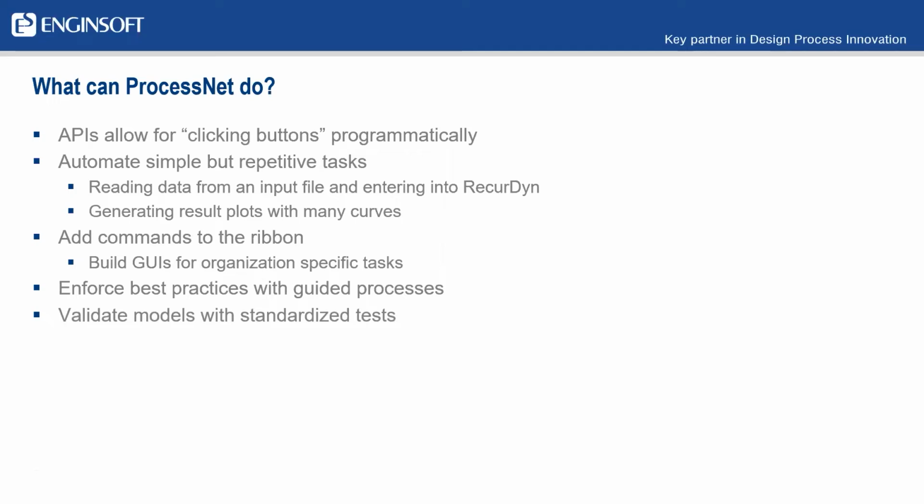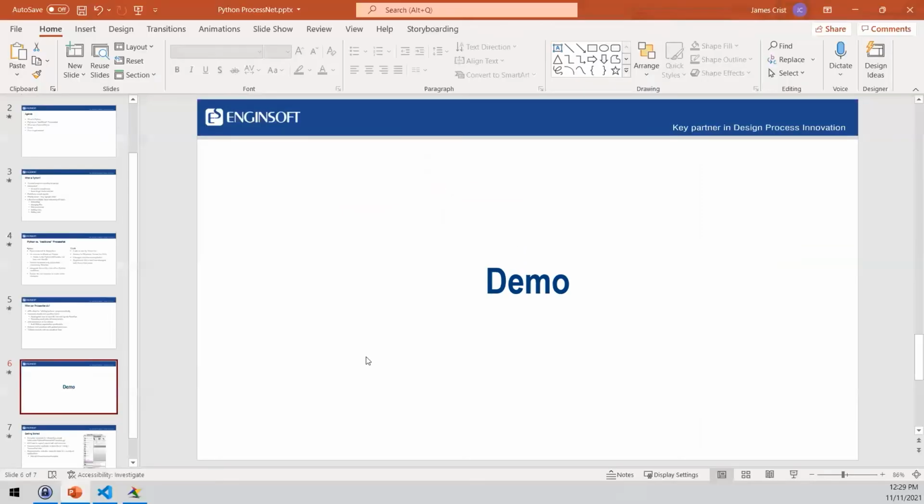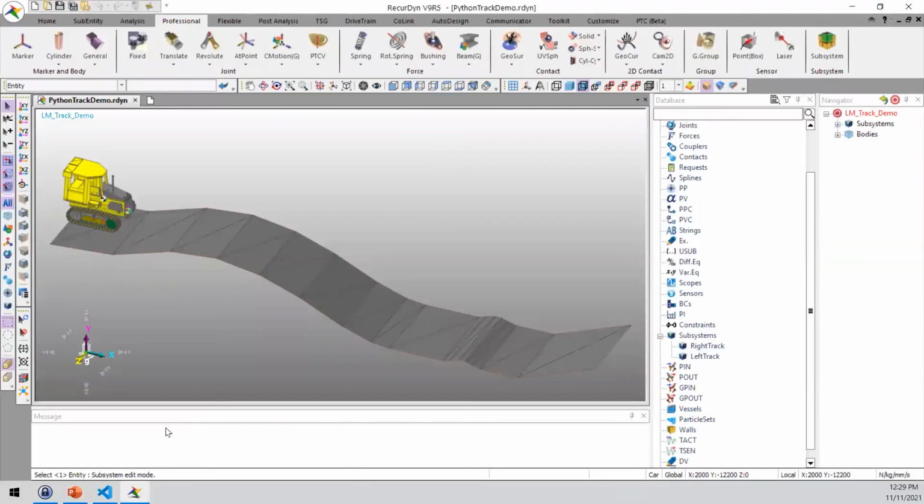And another thing that you could do is if you want to validate a model, you can use code to loop through an entire model and make sure everything is set properly, or you haven't forgotten something, and just avoid a complicated debugging process. And with that, I'm going to jump over to Visual Studio, or sorry, VS Code and RecurDyn, and we will see this in action.